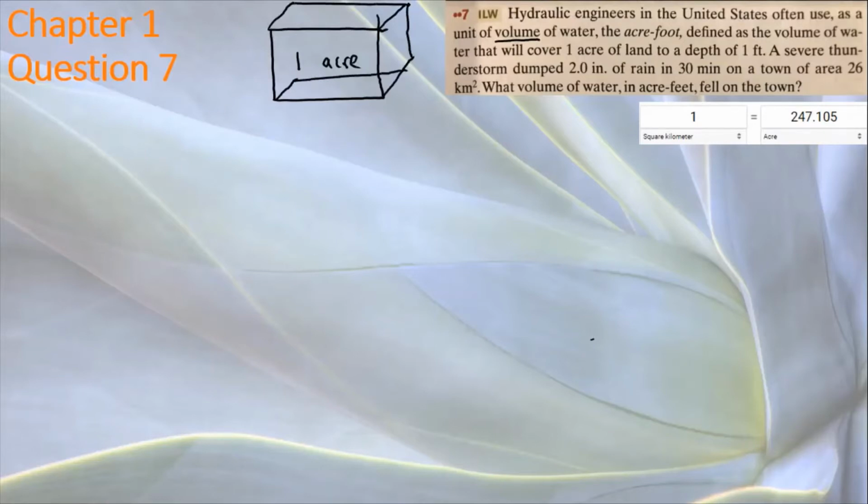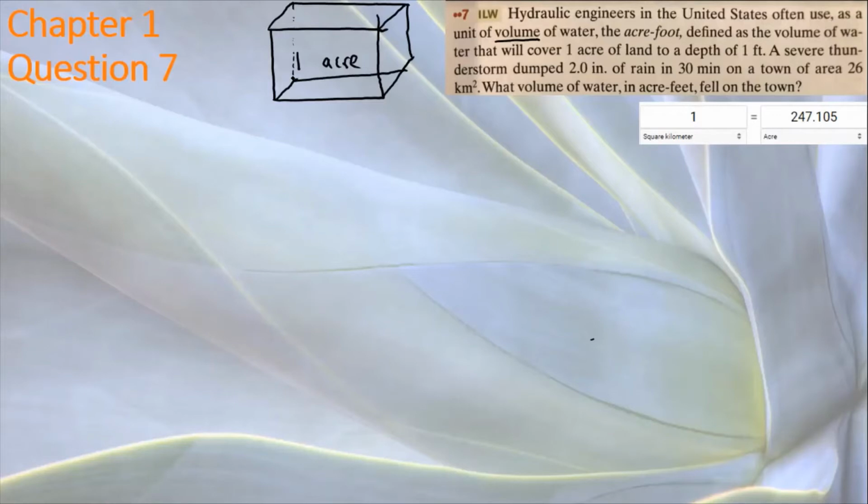where the base has an area of 1 acre and it has a height of 1 foot. So the total volume of the cube is going to equal 1 acre-foot, and that's what an acre-foot means.